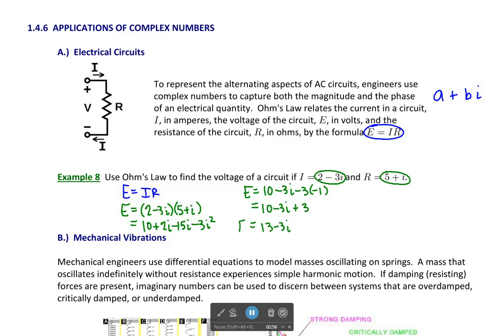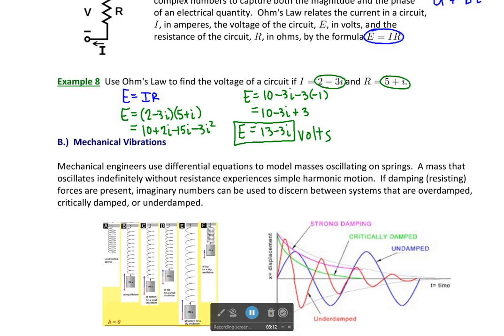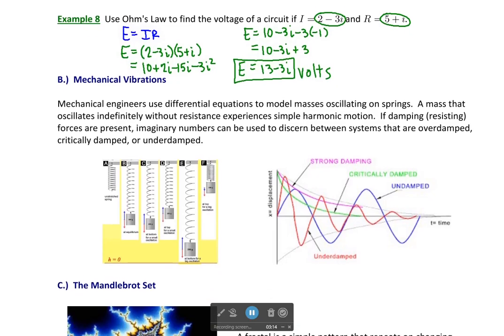So each part of that complex number represents something important about the electrical quantity, the magnitude and the phase. And this is measured in volts. So the next time you turn your lights on and off, think about imaginary numbers.